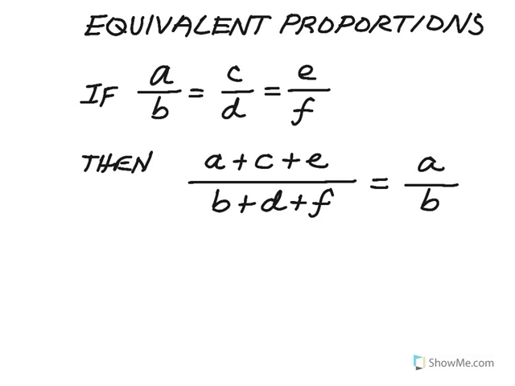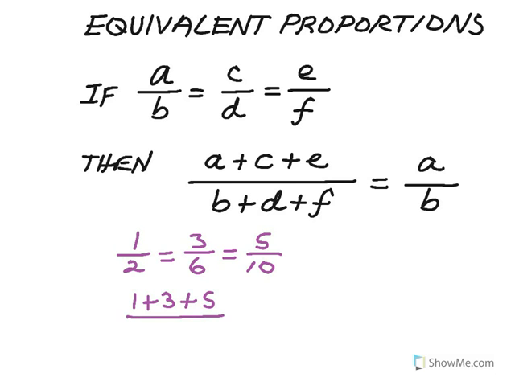So let's do an example with numbers. Let's start with 1/2 is equivalent to 3/6, which is also equivalent to 5/10. Those are all equal to 1/2. Now I should be able to add up 1 plus 3 plus 5 in the numerator and divide by the sum of the denominators, 2 plus 6 plus 10, and still have a ratio equal to 1/2. So I've got 9 over 18, which is indeed equivalent to the original A over B, or 1/2.